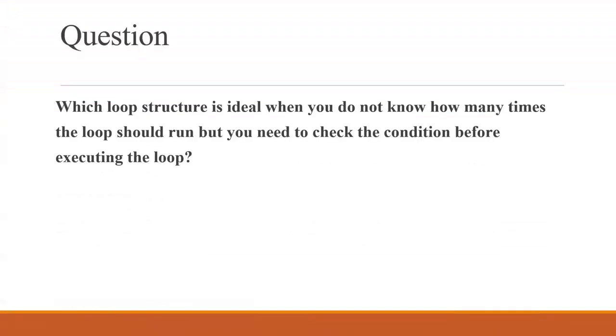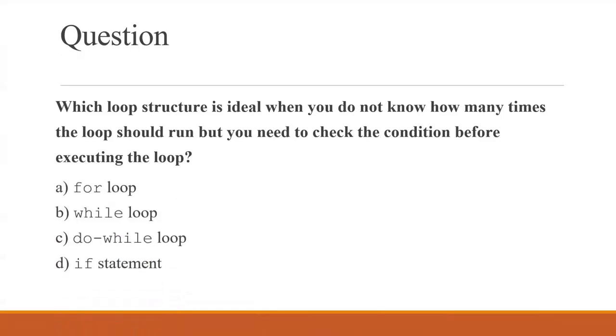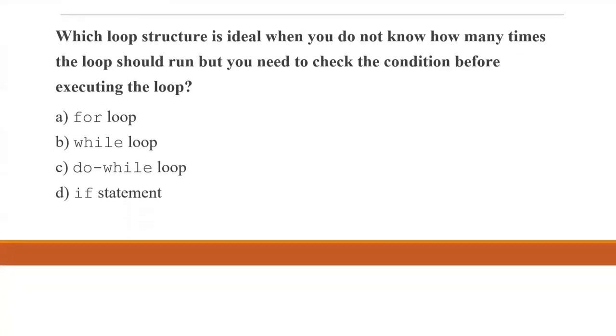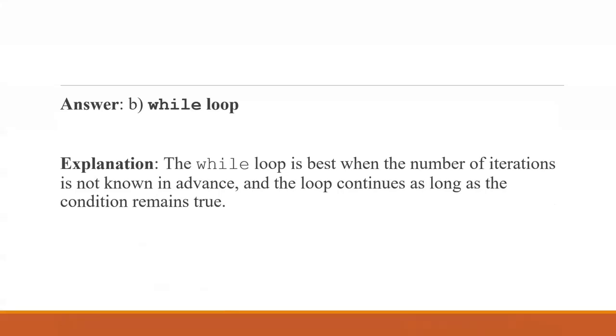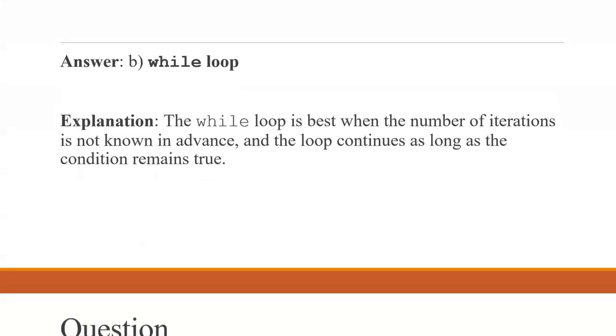Yes. So which loop structure is ideal when you do not know how many times the loop should run, but you need to check the condition before executing the loop? So, for loop, while loop, do while loop, and if statement. The while loop is the best when the number of iterations is not known in advance, but the loop continues as long as the condition remains true. But remember, you need to check the first condition.